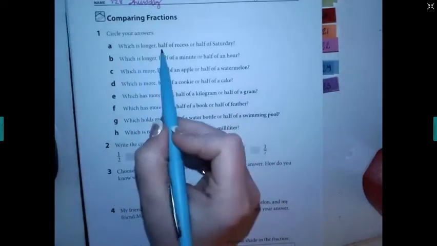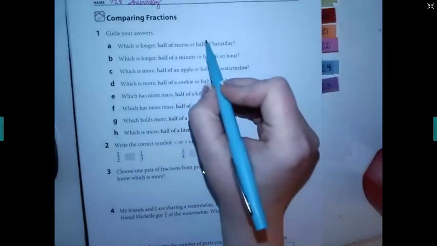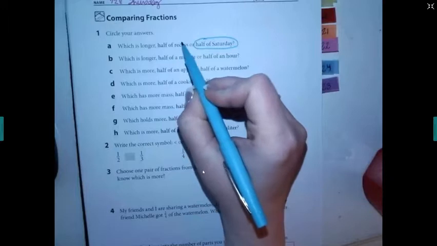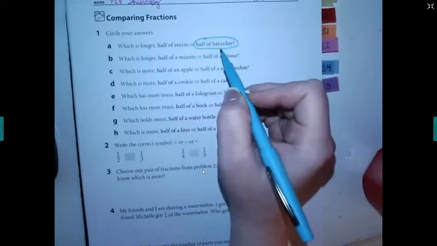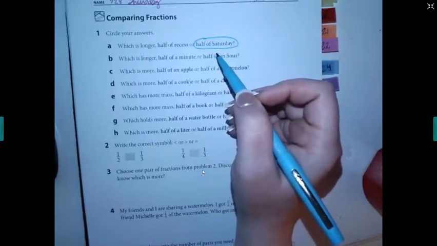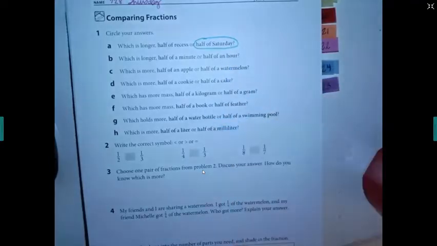So first thing we're going to do is look at each one of these, A through H, and we're going to be answering the questions. Which is longer, half of recess or half of a Saturday? Clearly half of a Saturday is longer. Recess is about 15 minutes, so half of that would be about 7.5 minutes. A Saturday, if you're talking about just the day, would be 12 hours during the daytime hours, or if you think about 24 hours on Saturday, 12 hours would be half. So either way you look at it, half of Saturday is bigger.